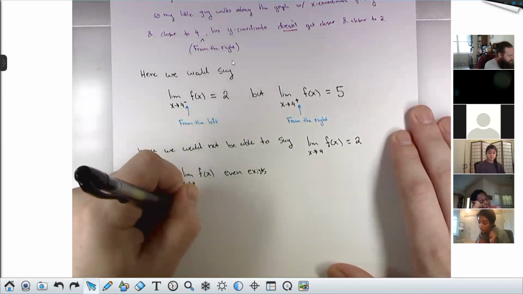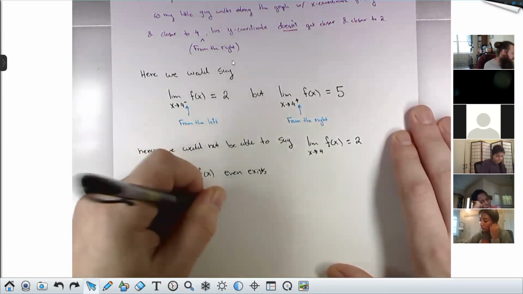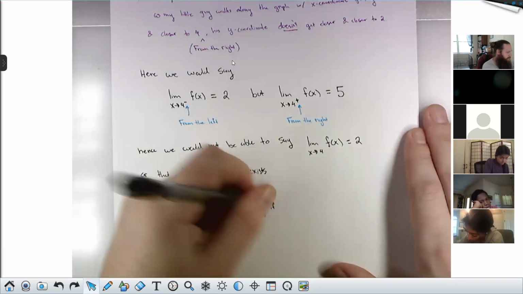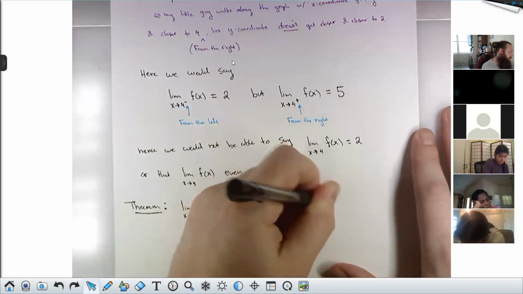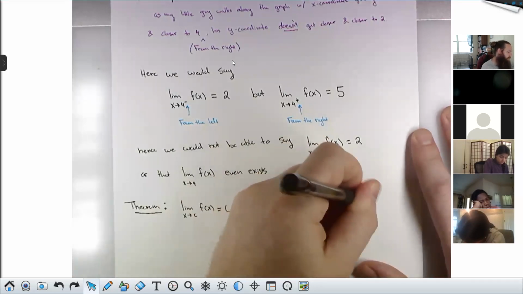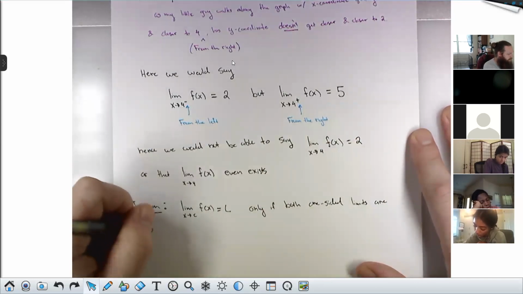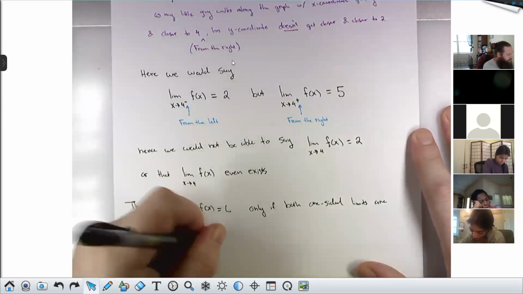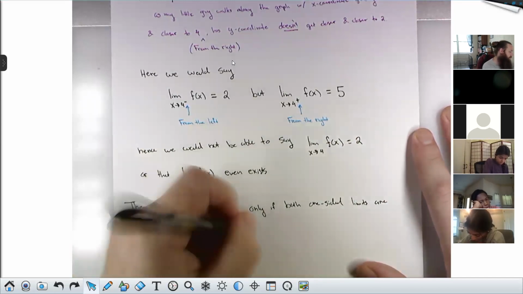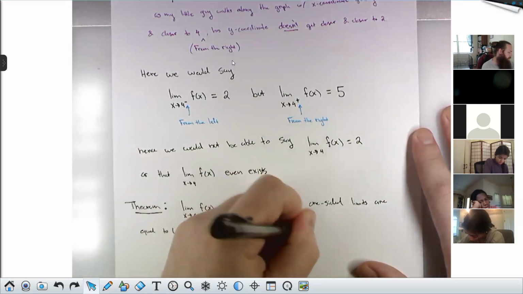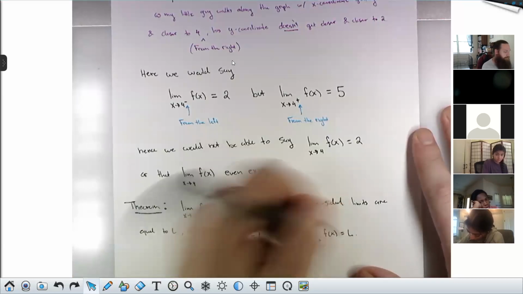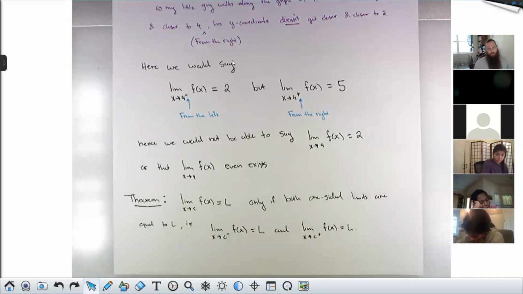The limit as x approaches c of f of x is equal to L only if both one-sided limits are equal to L. That is, the limit as x approaches c from the left of f of x is equal to L, and the limit as x approaches c from the right of f of x is equal to L. And I'll be able to prove this for you once we've covered 2.4 on that rigorous definition of a limit.